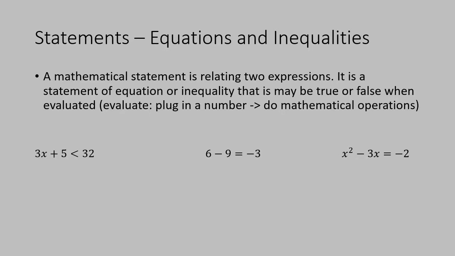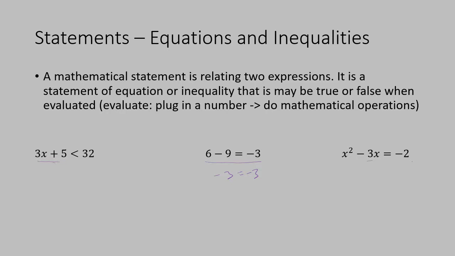It's called the law of trichotomy. Given two values, they can either be equal, one can be greater than the other one, or one can be less than the other one. And that's it. You can't have two values that are simultaneously both equal to and greater than each other, right? That doesn't make sense. So these are simply relationships between expressions. So 3x plus 5 is less than 32. 6 minus 9 is equal to negative 3. That's true, right? 6 minus 9 is negative 3. It happens to be true. Okay, x squared minus 3x equals negative 2.